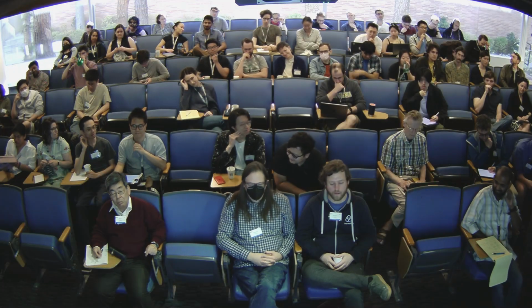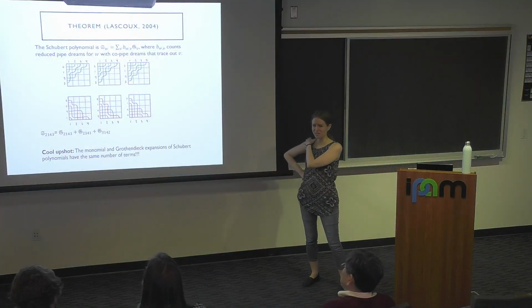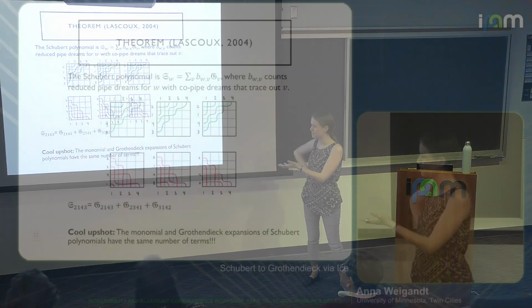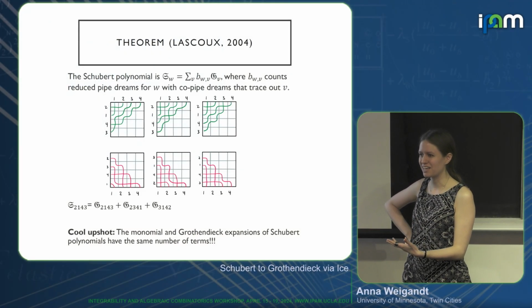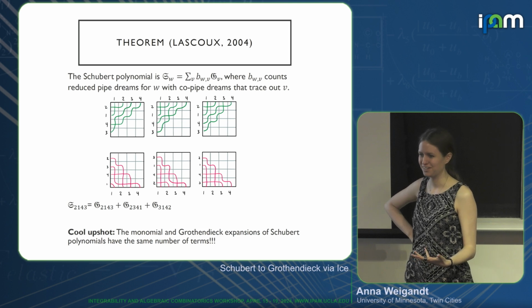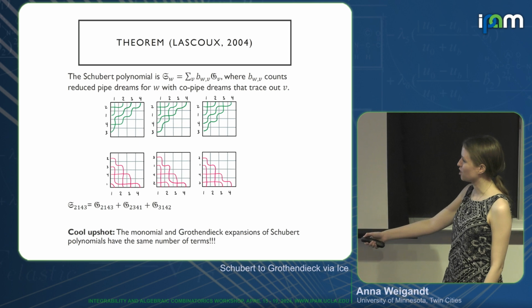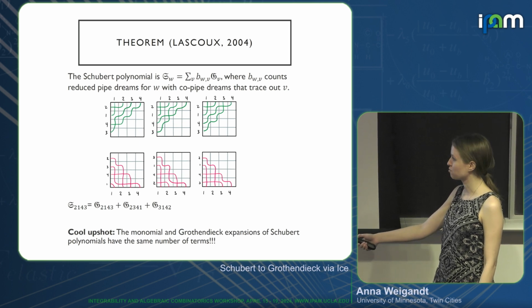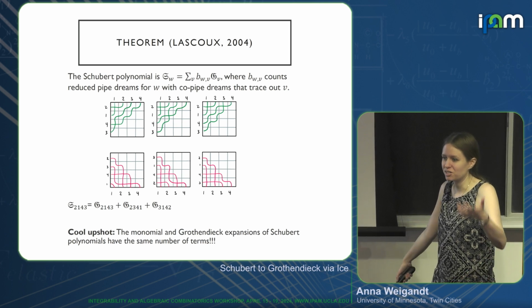Okay, another cool upshot from this formula, which I also find a little bizarre. The monomial and Grothendieck expansions of Schubert polynomials have the same number of terms because we're summing over essentially the same objects. Here we do this flip to read off the permutation, but it's the same number of terms in the expansion.